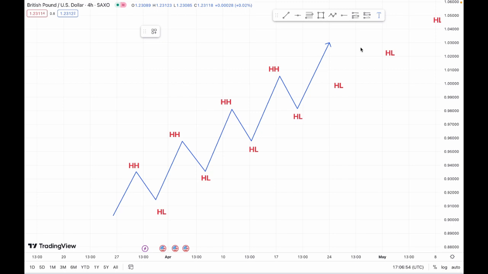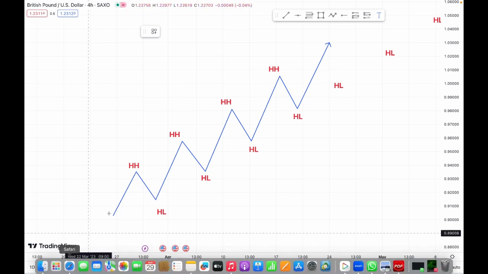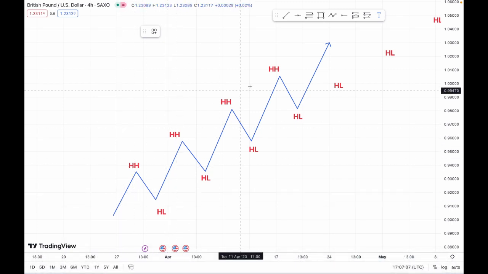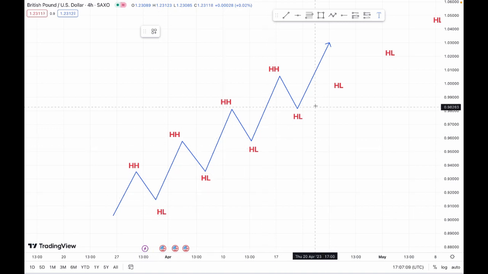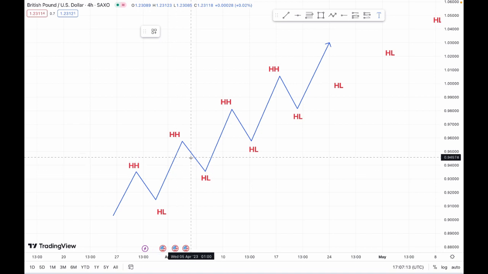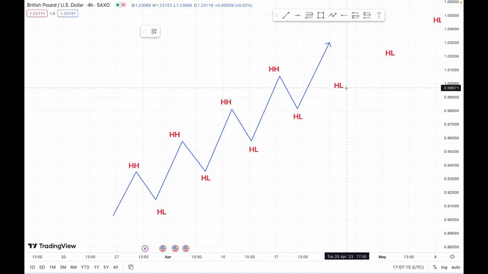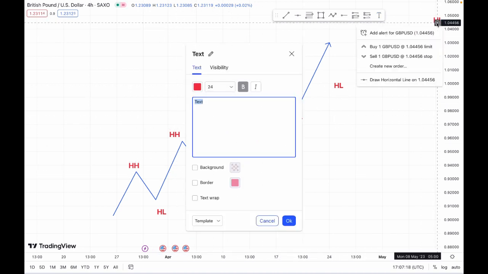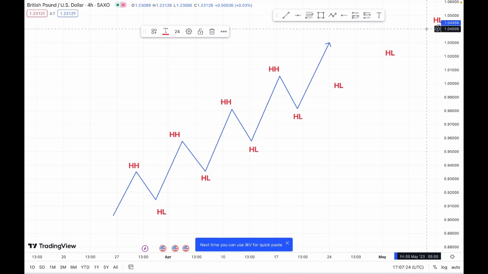My phone is ringing. So this is a high, and this is a higher low, right? And this is basically what makes an uptrend. Now let me teach you how to trade an uptrend. How do we trade an uptrend?